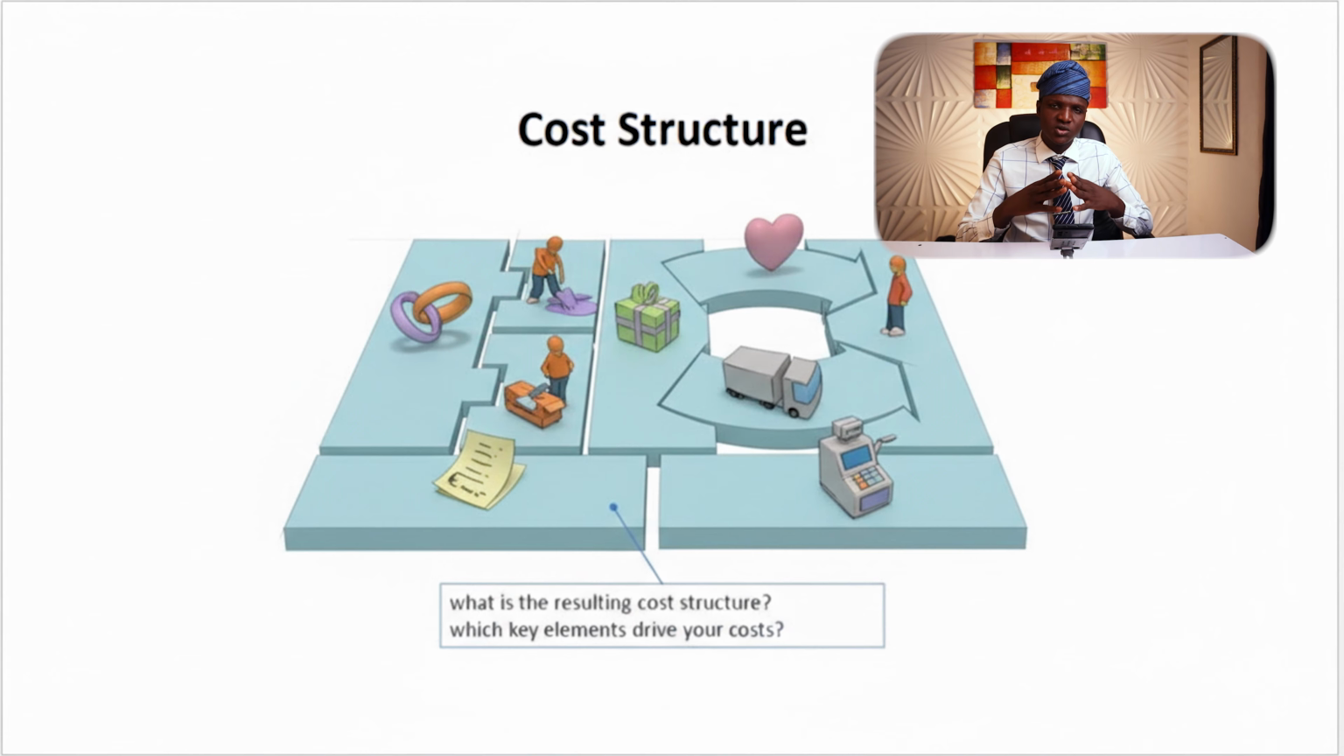The next part of the puzzle is what we know as cost structure. But before I continue, you need to understand that we are still going to get to where you are going to understand the business model canvas. But I need to break all these things down so that you understand why they are important and why you need to put them together.